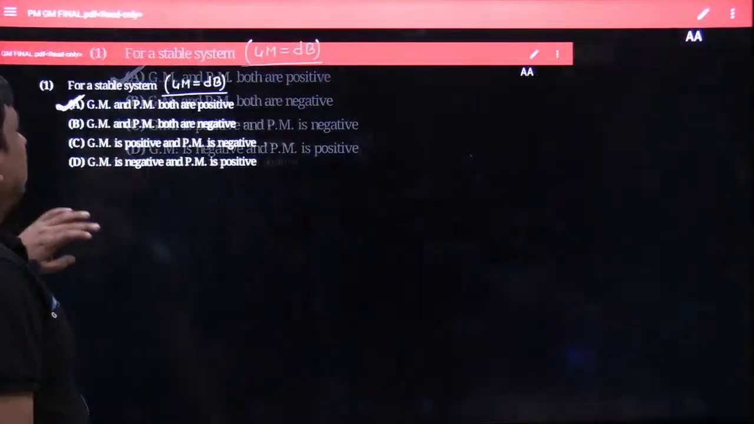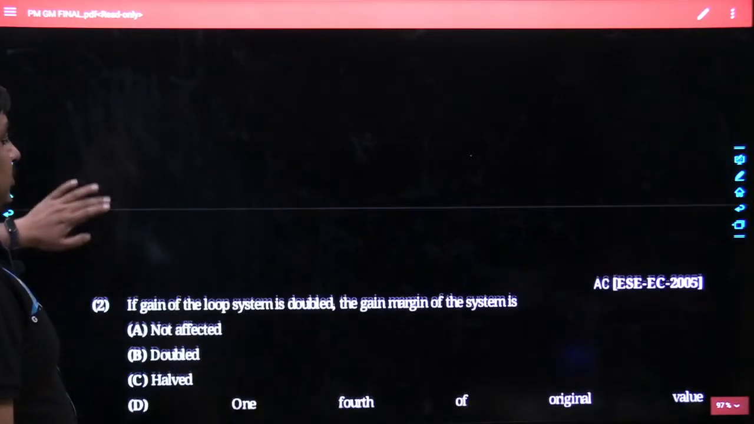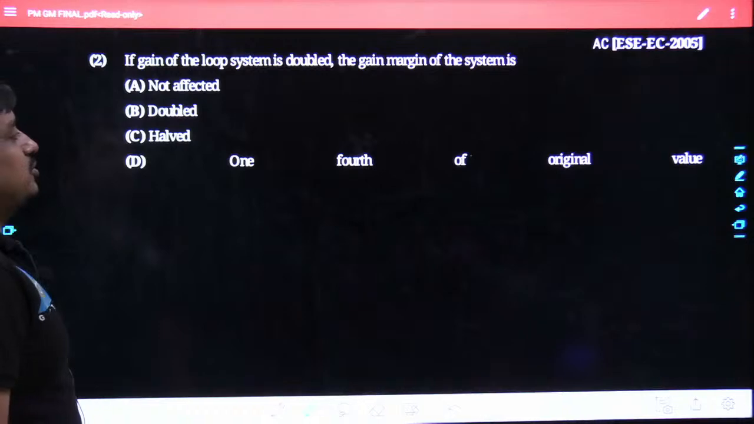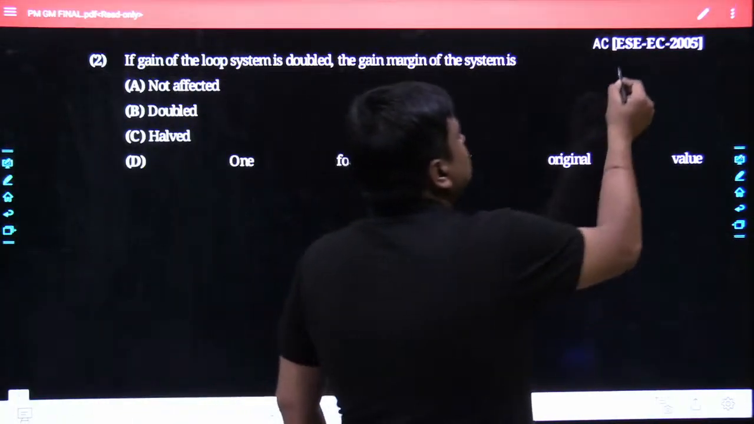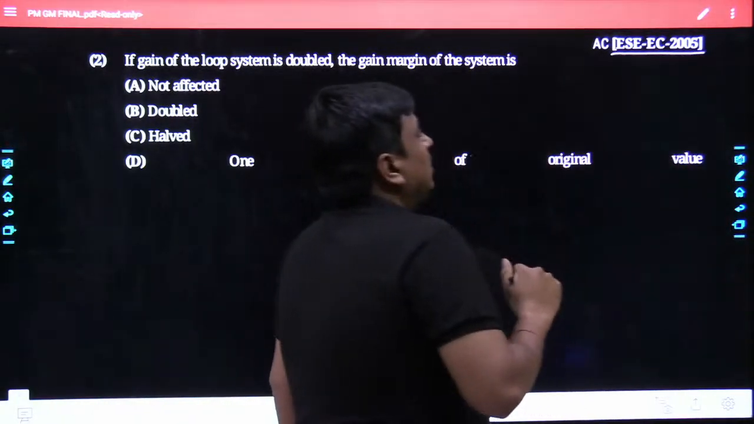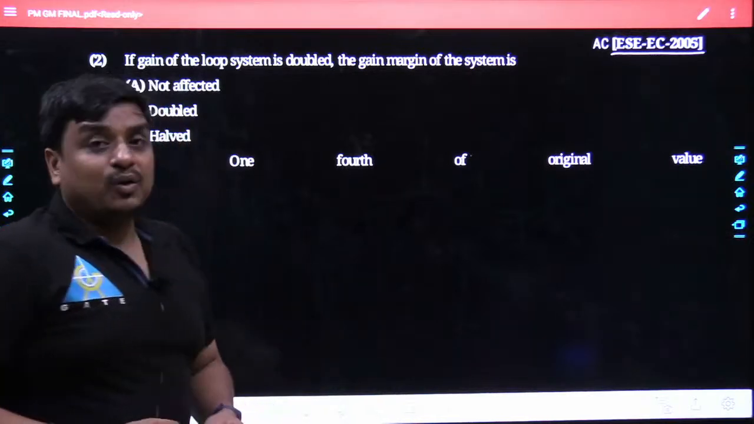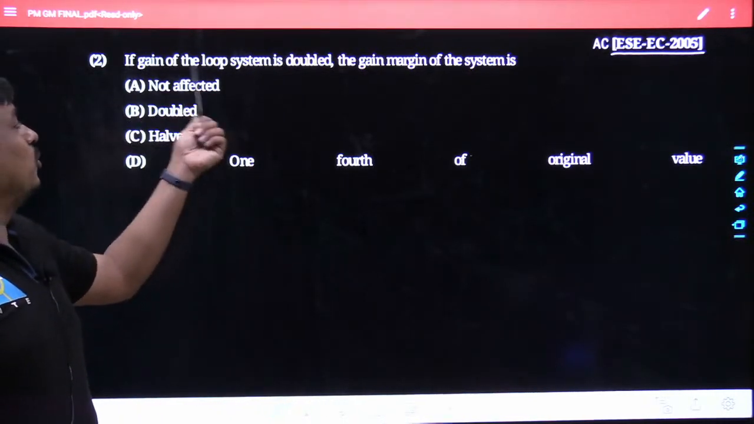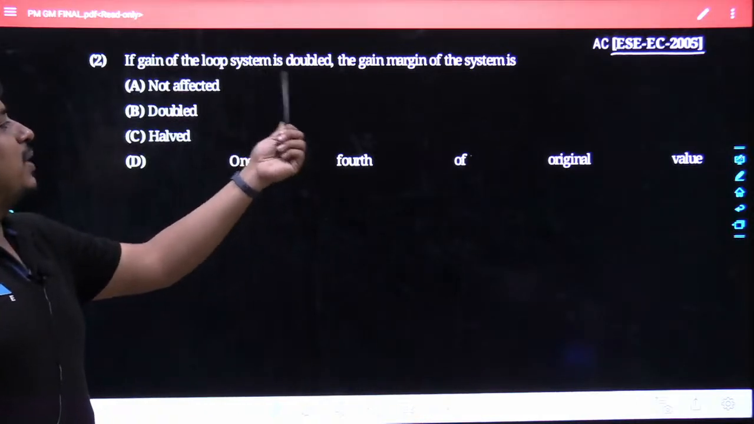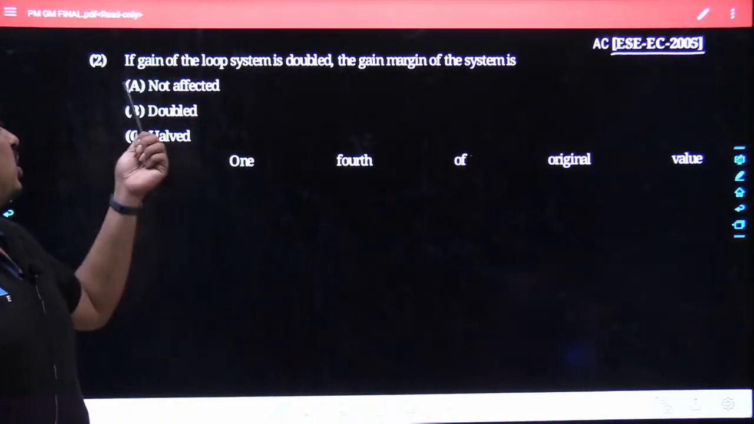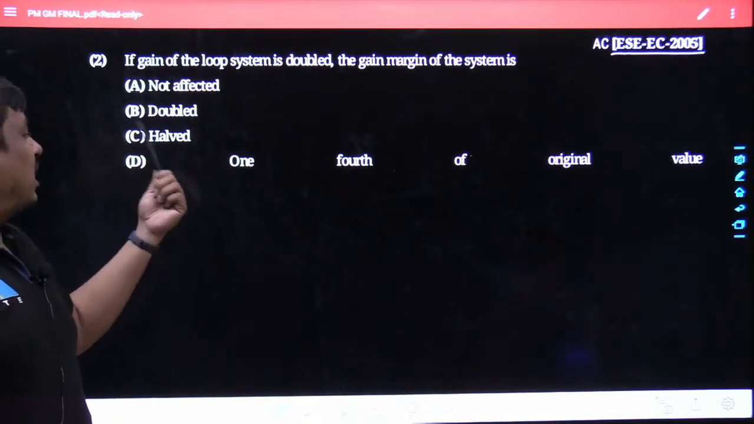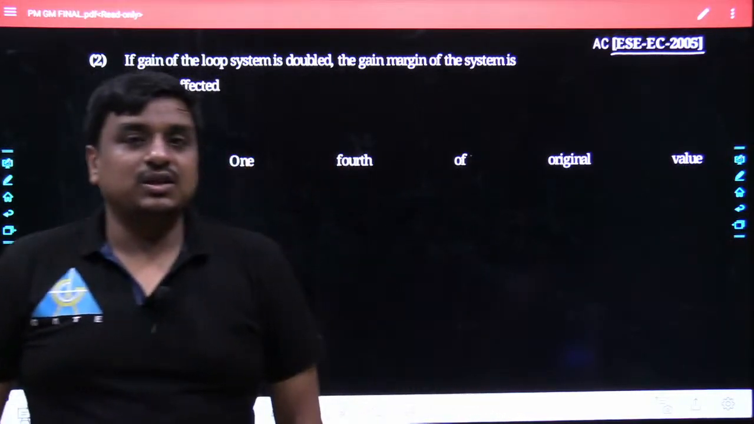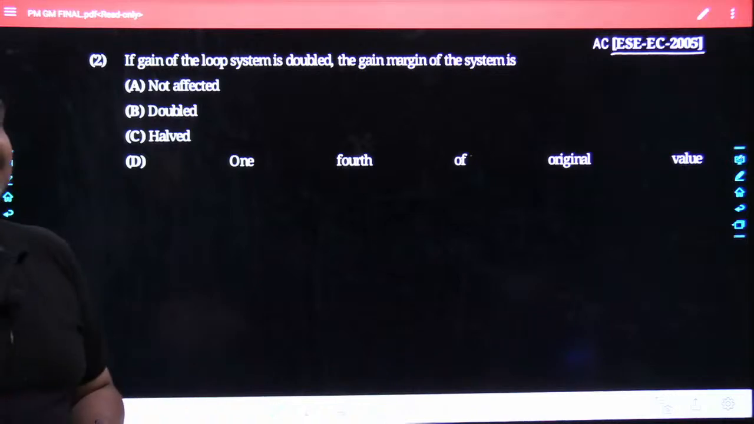Now here comes the next question. The problem came in the Engineering Services Examination of the year 2005 in the paper of electronics. Let me read what the problem states. If gain of the loop system is doubled, the gain margin of the system is: not affected, doubled, halved, or 1/4 of the original value. May I know what would be the exact answer for the given problem?